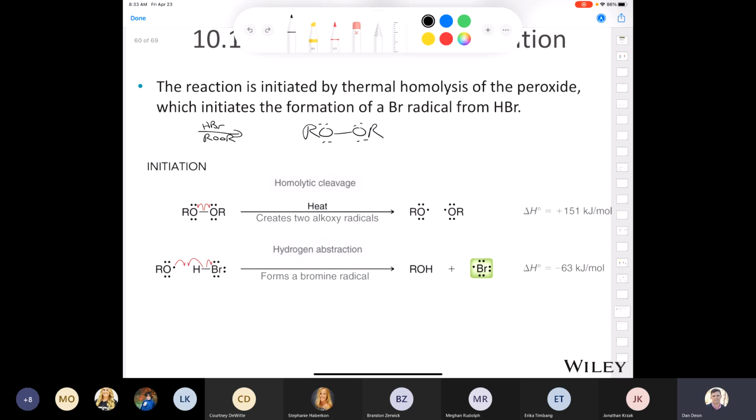Then that radical is going to react with the HBr to form a bromine radical. Okay, so that's the start, right? That's the initiation of the whole process. That's kicking everything off. First, you create a radical, right? The radical reacts with some HBr and you form a bromine radical. Now that you've got a bromine radical, you're ready, man. The world is your oyster.